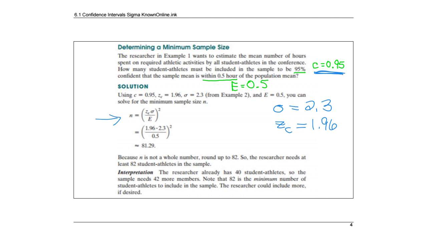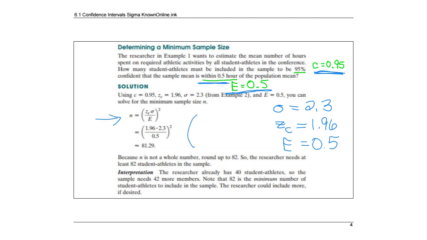So if you see this wording that says that you're confident that the sample mean is within 0.5 hours, that is your E. Okay, that is your margin of error, 0.5. They're not always going to literally say the margin of error is. Mostly they're going to say that they're confident that the sample mean is within a certain amount, and that's going to be our E. So at this point, we can put this in our calculator.